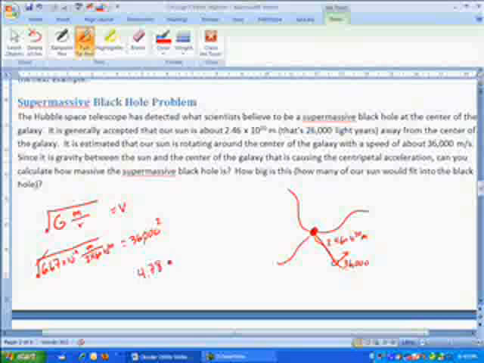Sorry, not 38, 39. Everything was in SI units, which means the mass is going to be in kilograms. And yes, that is pretty dang big, but that's why it's called a supermassive black hole. So there you go. There's two problems dealing with orbits.